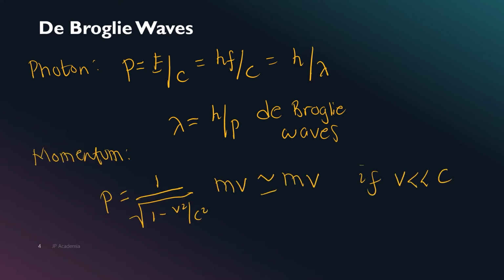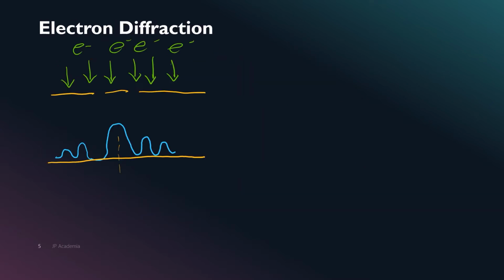And if that is the case, then it should also be true for, let's say, a basketball. For large objects, lambda, the wavelength, is very small, so the wave properties are not observed in a basketball, as an example. So now we have this illustration.